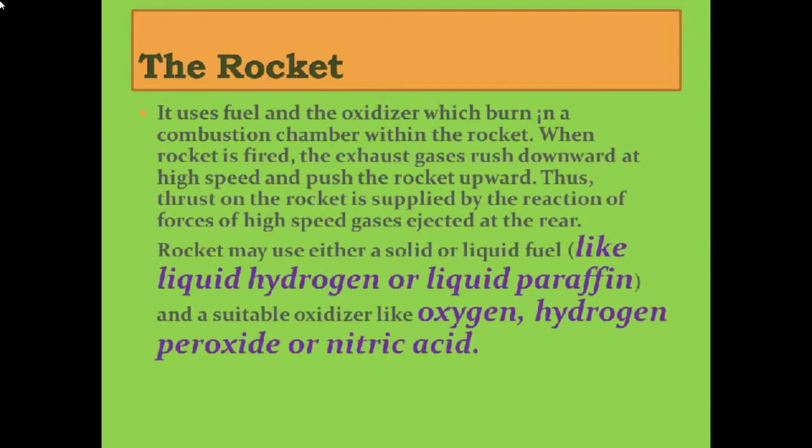What does the rocket basically contain, and how does it work? It uses fuel and an oxidizer. It contains two things: first is fuel and oxidizer, which burn in a combustion chamber. Inside that chamber, the fuel and the oxidizer get burnt within the rocket.